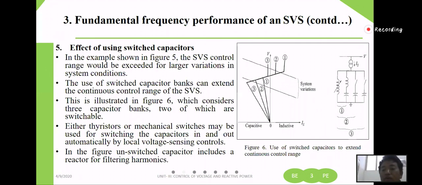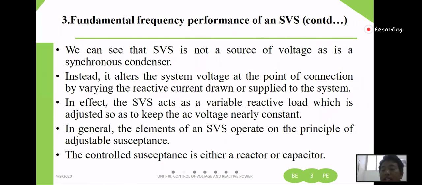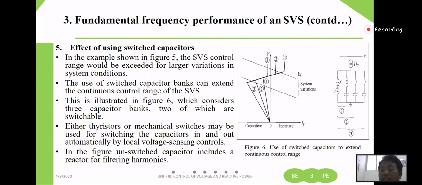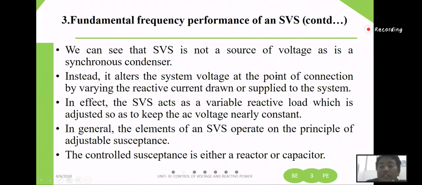So this is how we can control the voltage by using SVS. If you observe or have listened carefully, you can know that this SVS is not a source of voltage. It does not act as a source of voltage. Instead, it will alter the system voltage at the point of connection by varying the reactive current drawn or supplied to the system. There is a misconception: if you're not able to understand clearly, you may think that SVS is a voltage source which will provide the voltage. Actually, it is not a voltage source. It is a device which will alter or control the system voltage.